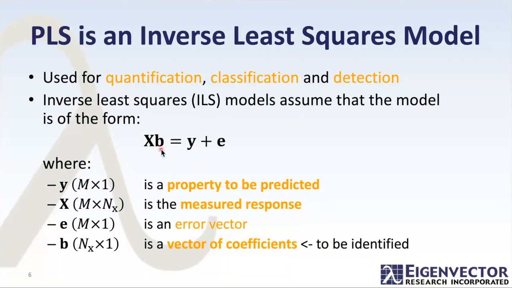And the PLS model, all of these models, try to identify what this mapping is. All that is, is identifying what this regression vector is. So that's what PLS is doing, identifying that particular vector of coefficients.